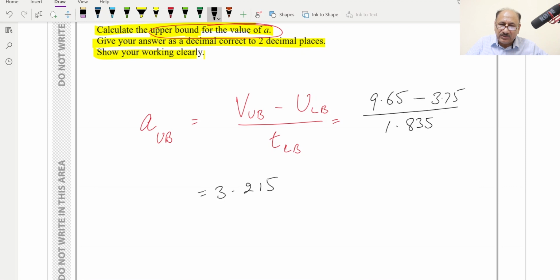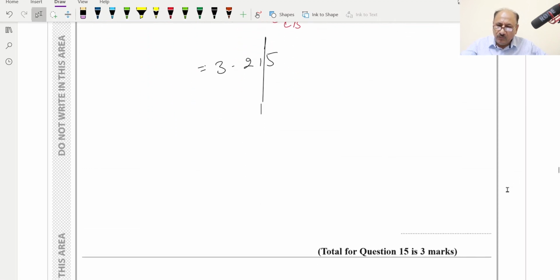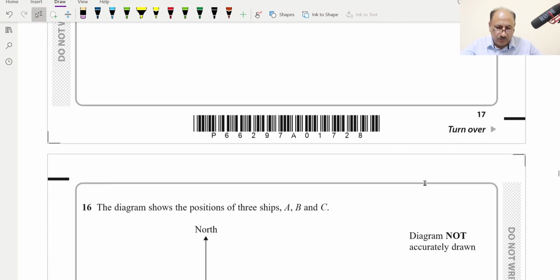3.215. 3.215, and they're saying correct to two decimal places, so we have to round it, and we will write the answer 3.22. This will be our final answer. Hopefully you understood this.